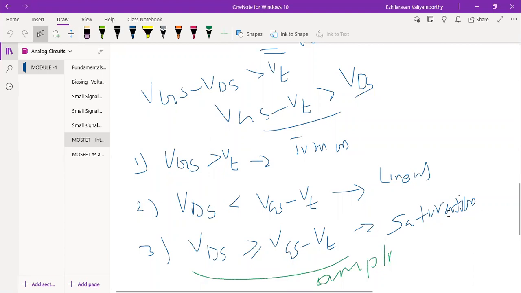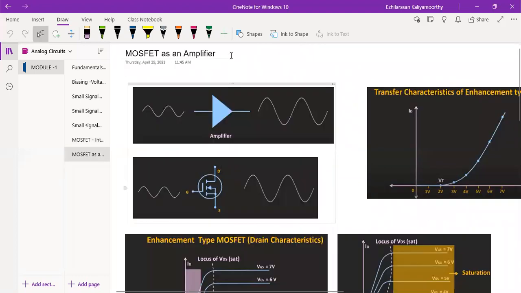So now, if you want the MOSFET to work as an amplifier, then you need to operate the MOSFET in the saturation region. That is, VDS must be greater than or equal to VGS minus VT. So now here, let us see the MOSFET as an amplifier. What is going to be amplified? A small input signal will be amplified in the output. That is, a weak signal will be strengthened at the output. Same, we say there is a small signal, so that will be amplified here.